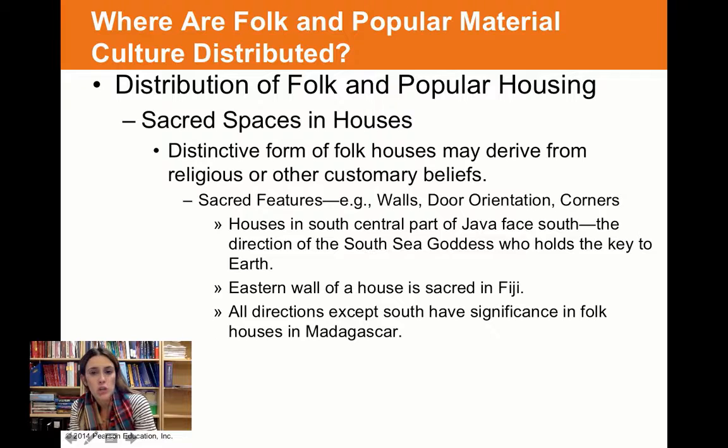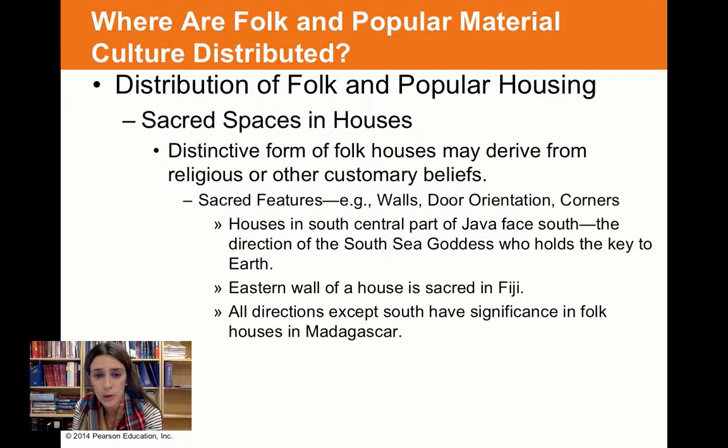Next on your note sheet, you have sacred spaces. So sacred spaces in folk housing are common in particular places in the world. So distinctive forms of folk houses may derive from religious or other customary beliefs. So some houses have sacred features, for example, a sacred wall or a particular door orientation that is significant to their religion or to their beliefs, or certain corners being significant in the home as well.